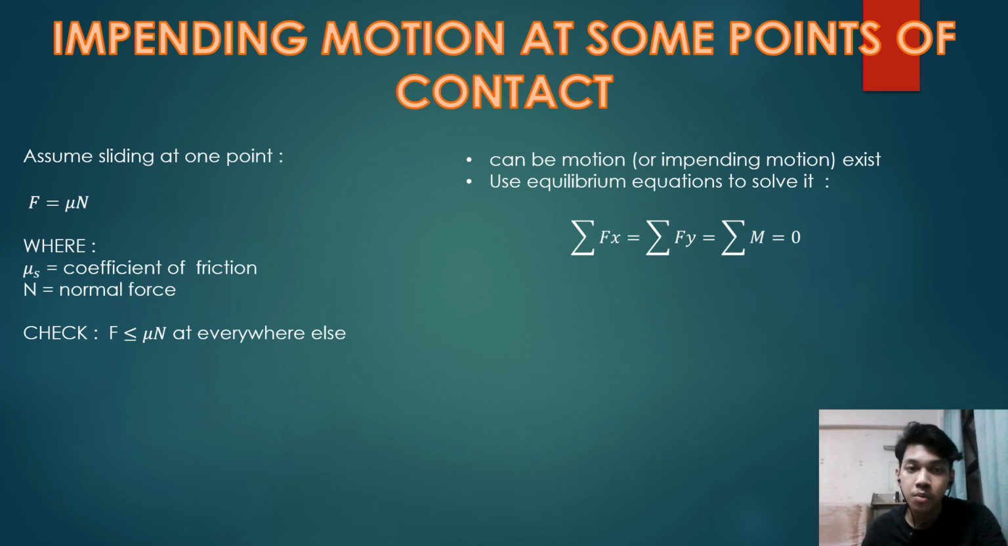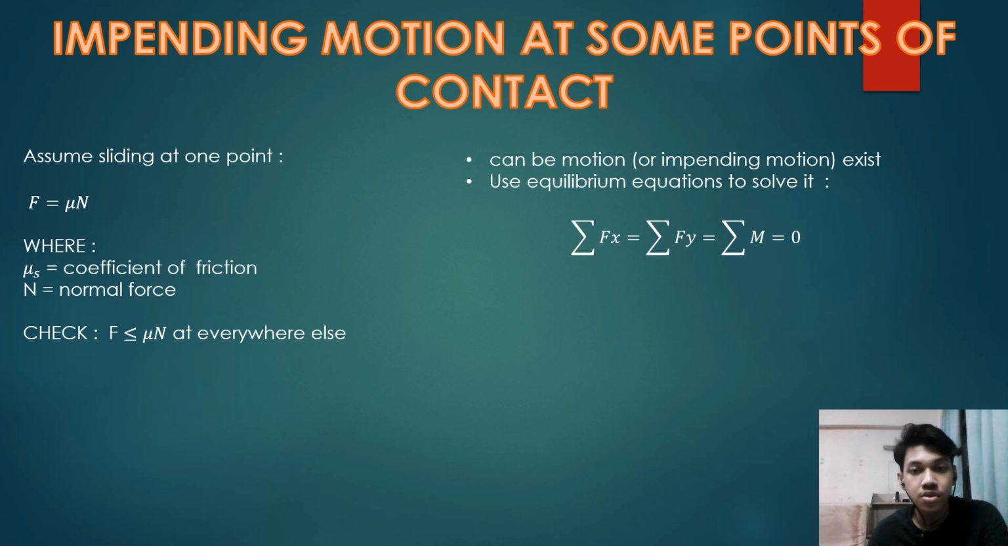The last problem for dry friction is impending motion at some point of contact. When we want to solve this kind of problem, we must assume that there is sliding at one point. So we must use the formula F is equal to the coefficient of friction times the normal force. This kind of problem can also be motion or impending motion.